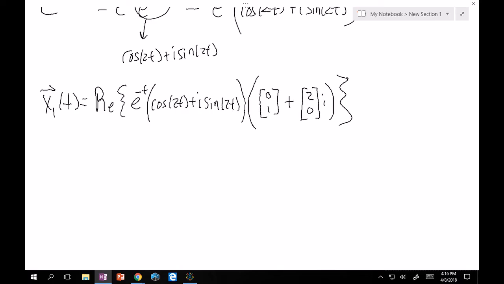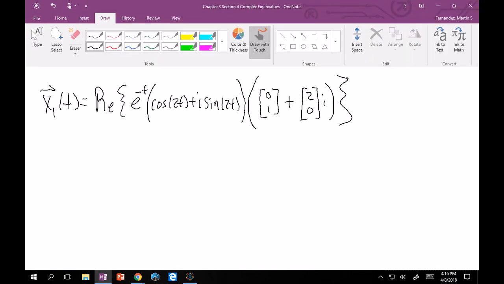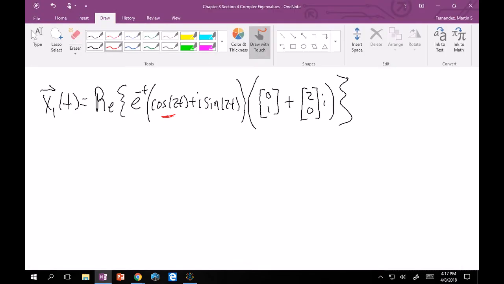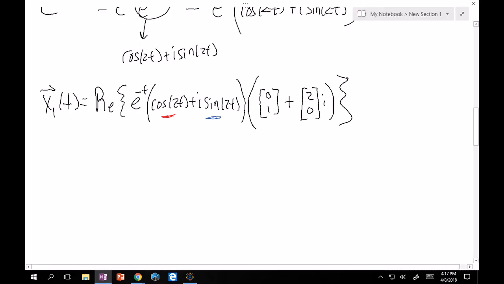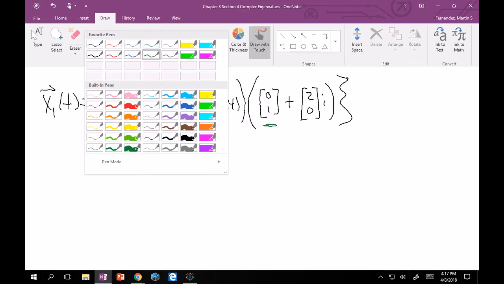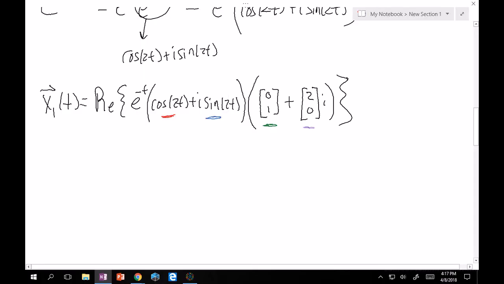So let's ask ourselves, okay, this is a multiplication of four things, really. We can pull out the e to the minus t. E to the minus t is going to stay here regardless because that's real. But now we ask ourselves, I can actually use colors again, I think. We have this red part, this blue part, this green part, and then, let's see, do I have more colors? Oh, great, okay. And this purple part.